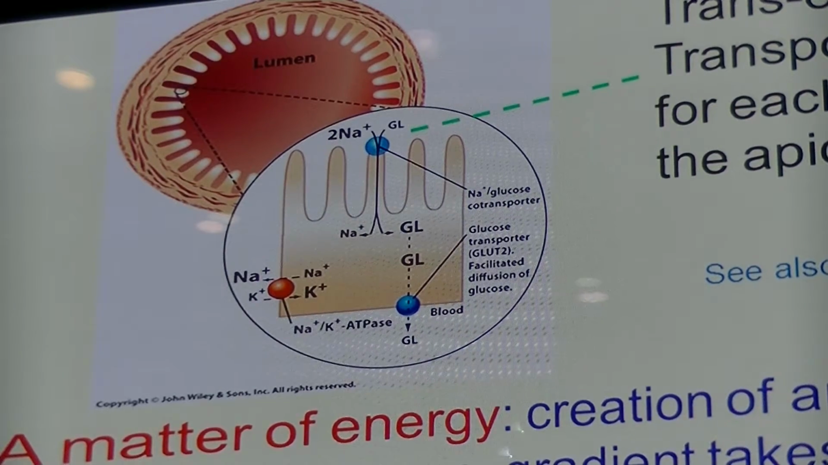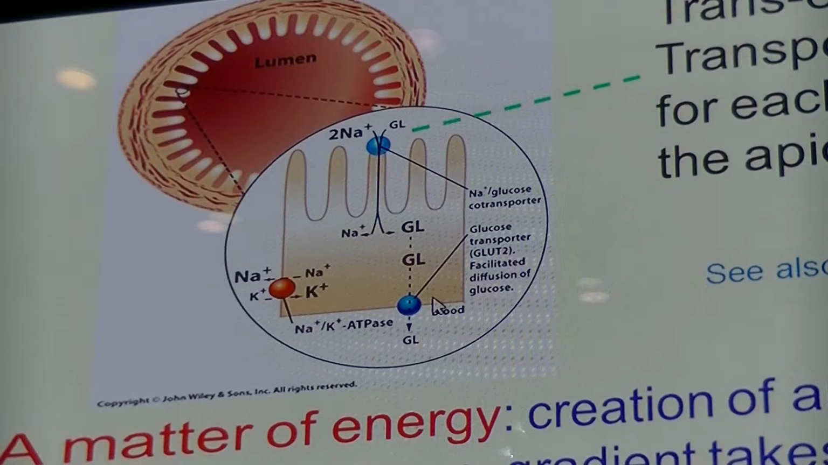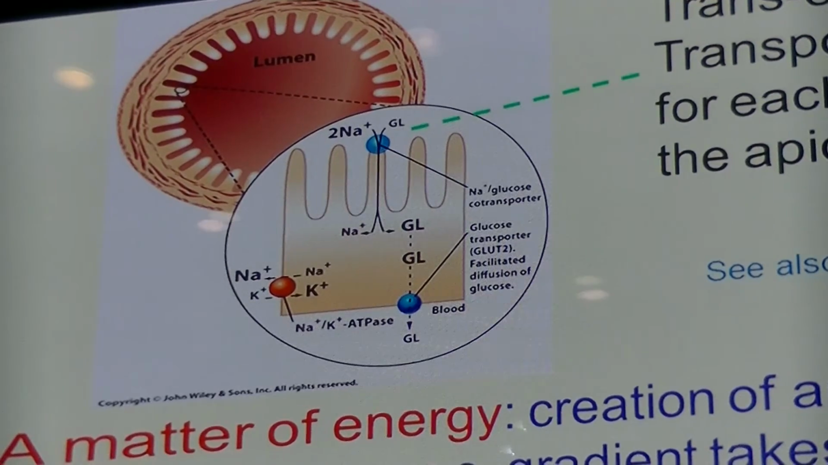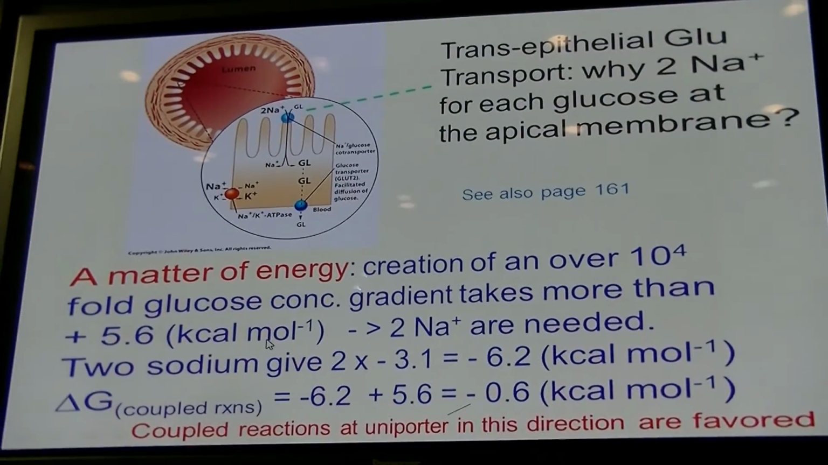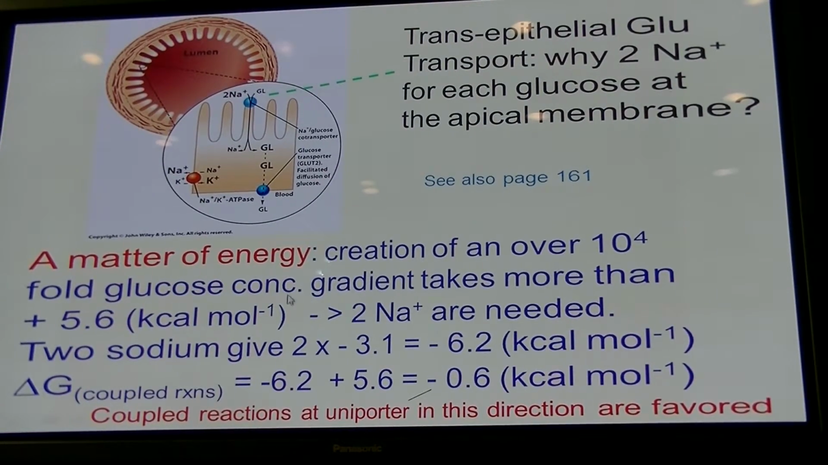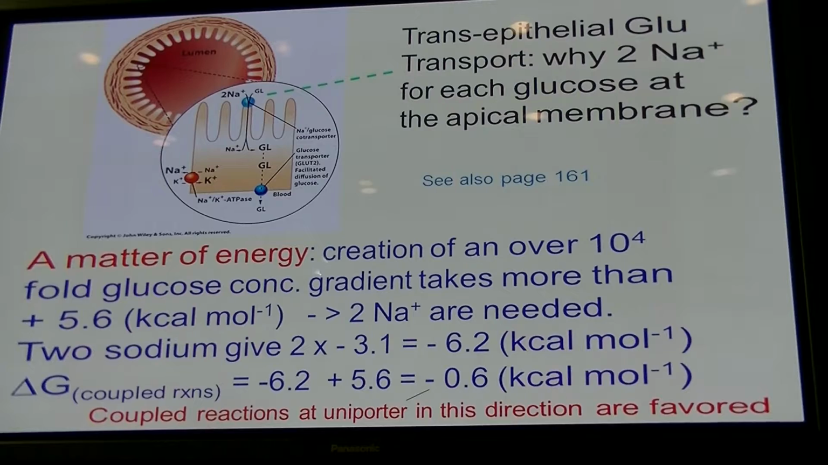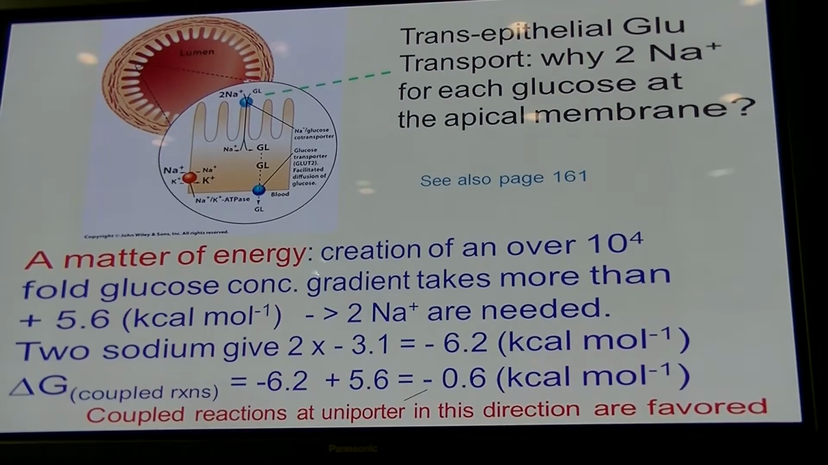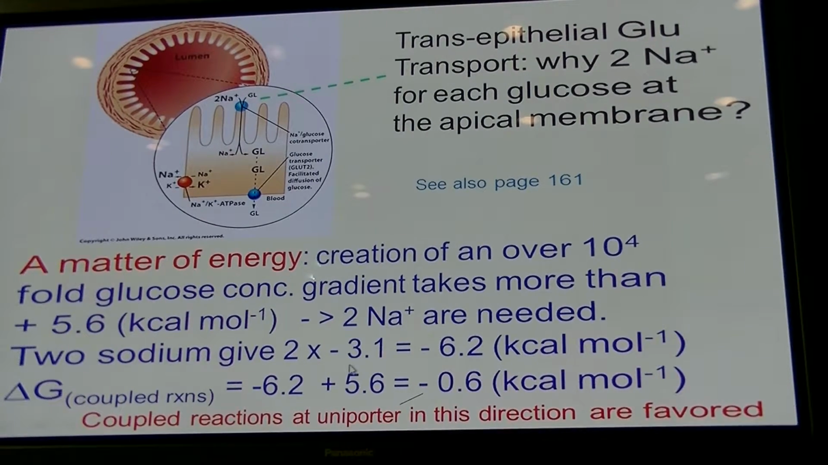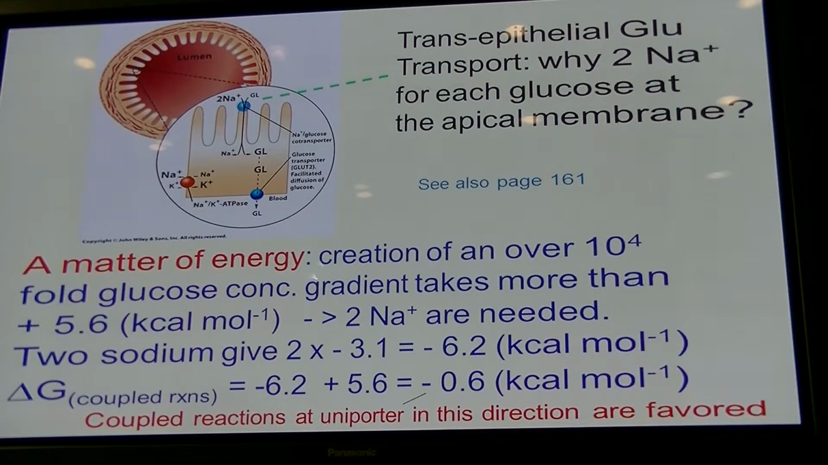It's a matter of energy. To create that higher than 10 to the 4th concentration gradient, to accumulate the glucose in the cell to that high level, it takes this amount of energy, the 5.6 kilocalories per mole, using one of the equations I just showed you to calculate that. We also calculated that if we take realistic values for membrane potential and realistic values for the concentrations of sodium, for each sodium we have a negative 3.1 kilocalories per mole that we get as credits to spend.